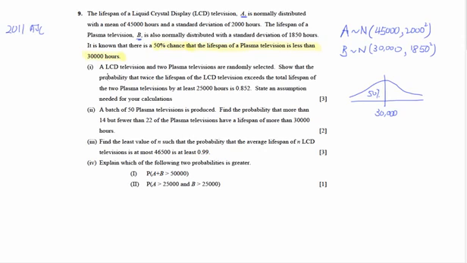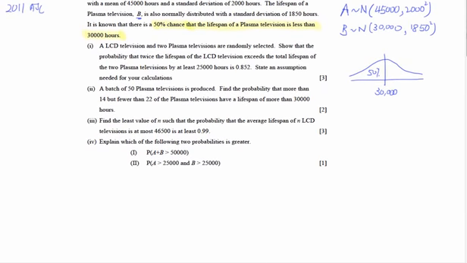So let's take a look at part 1. The LCD screen, which is A, and 2 plasma TVs are randomly selected. Okay, show that the probability that twice the lifespan of the LCD exceeds the total lifespan of 2 plasma by this much. Sounds a little bit complicated as well as quite a mouthful, but really what it means is that there is one A and there are 2 Bs going on. Okay, so twice the lifespan of A. Let's do it over here, part 1.